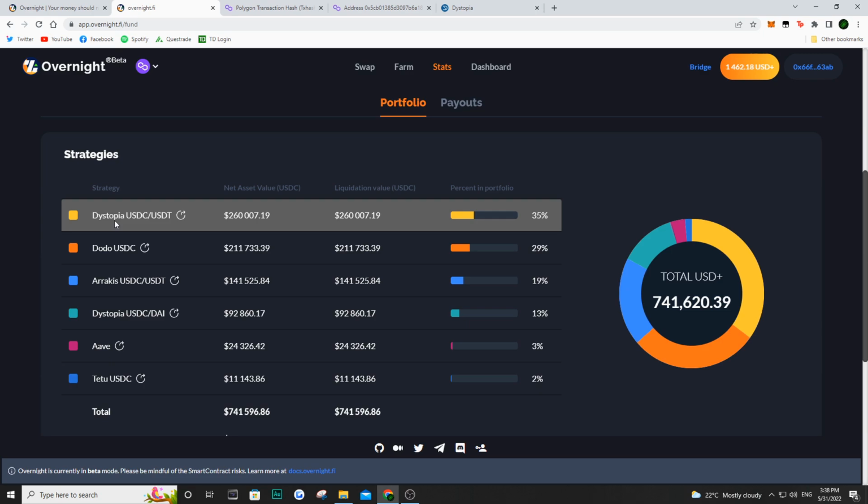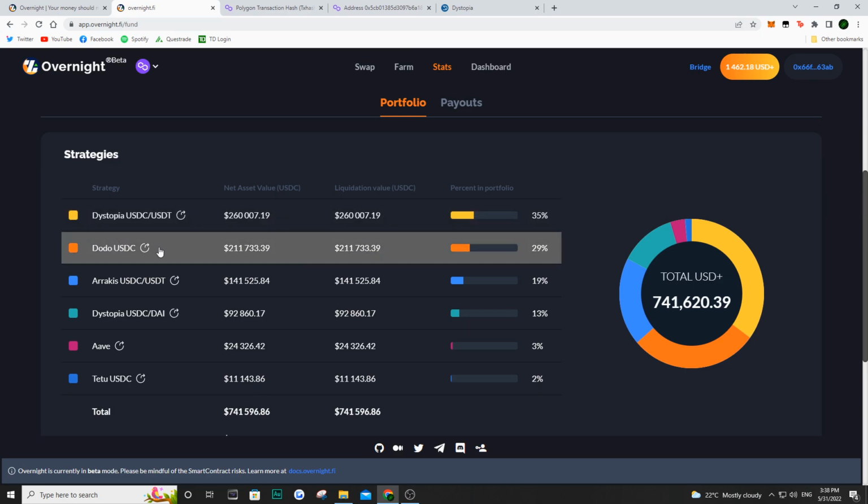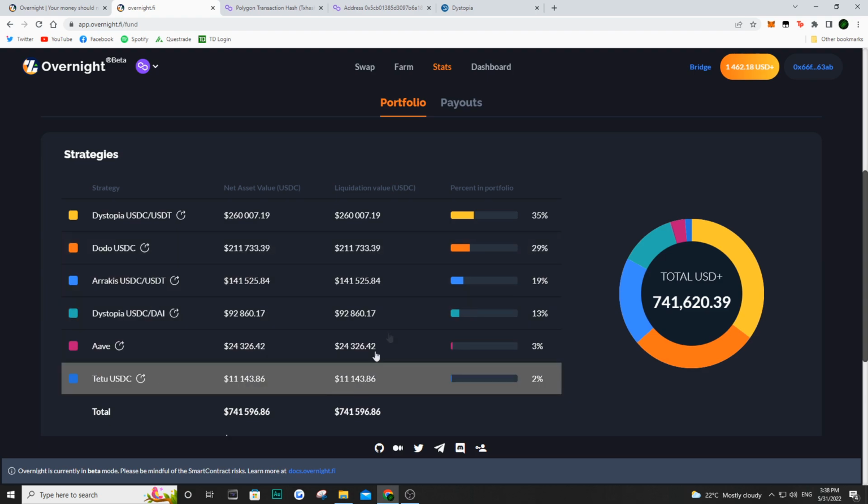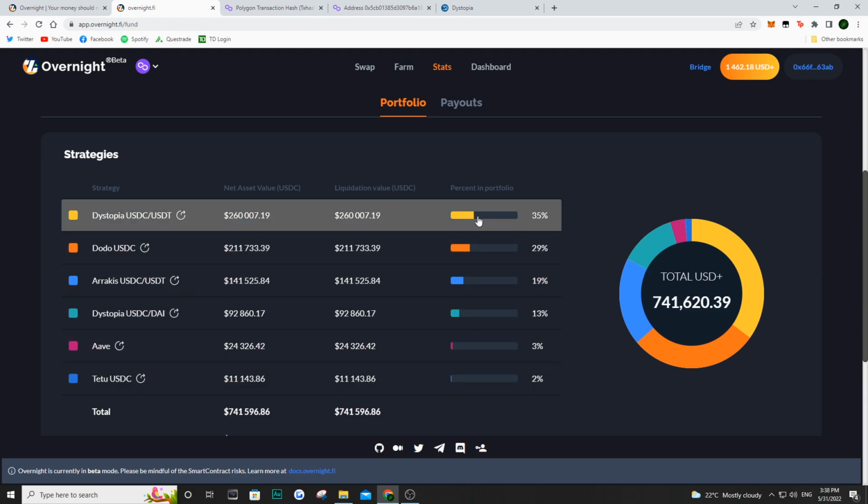But on Dystopia, they have a pool of USDC and USD Plus, so they are getting fees from that liquidity pool. They also have Dodo, which is another liquidity pool that they're providing liquidity to, and so on and so forth. So all of these are basically where they are allocating their money in order to generate revenue, in order to generate that yield, in order to actually pay out their holders.